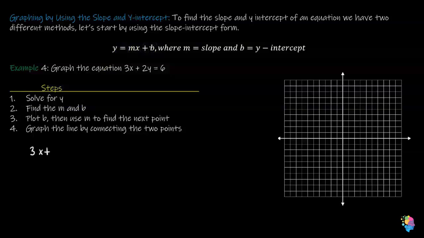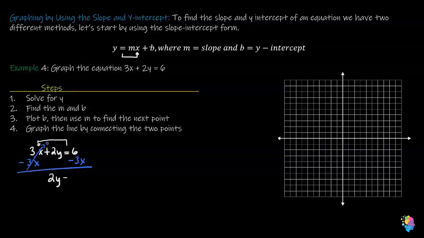So 3x plus 2y is equal to 6. Now in the equation, notice how the x's are on the right side of the equal sign. And right now the x's are on the left side of the equal sign. So then the first thing I'm going to do is move those x's to the right side. Because the x's is a positive 3x, I'm going to subtract 3x from both sides of the equal sign. So 3x minus 3x, that's going to go to 0, leaving me with 2y only on the left side.